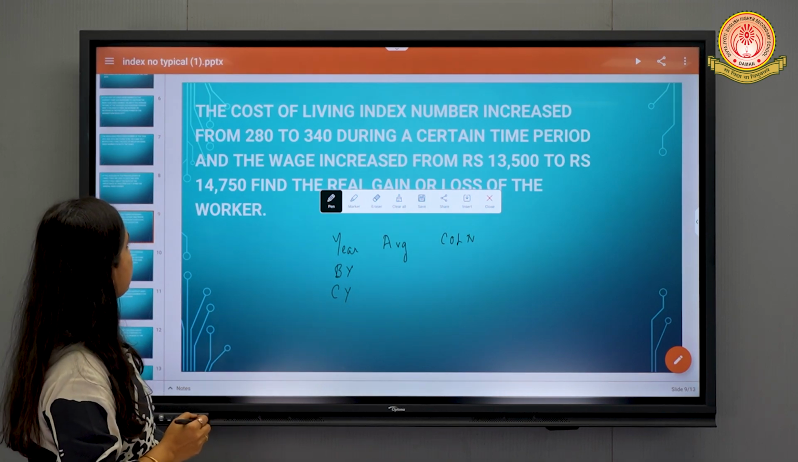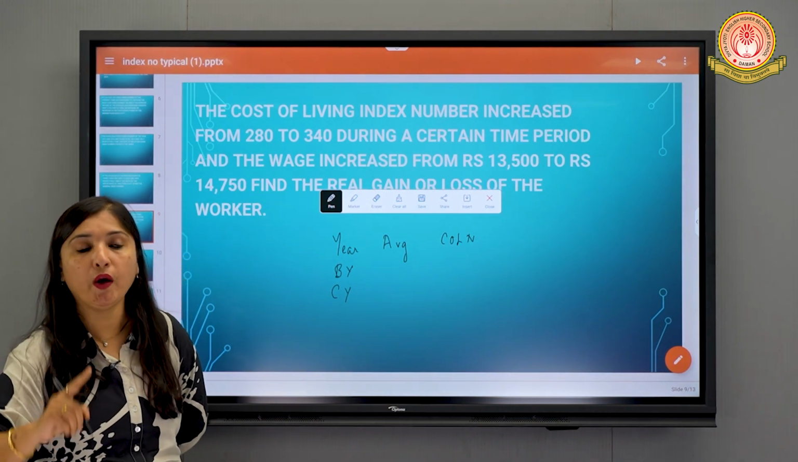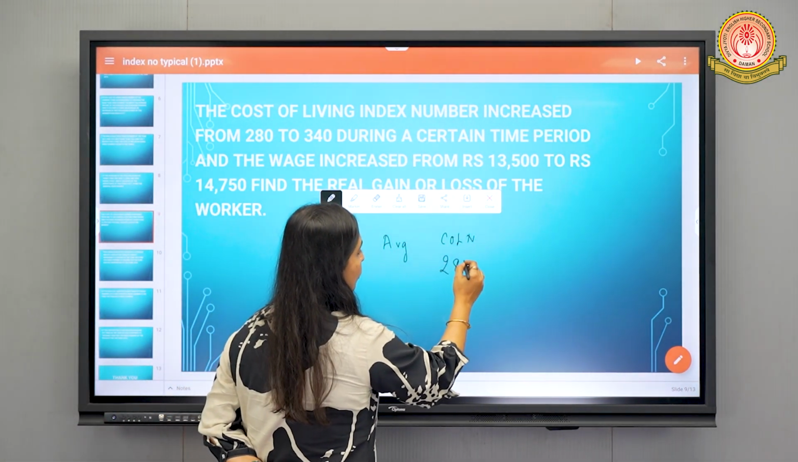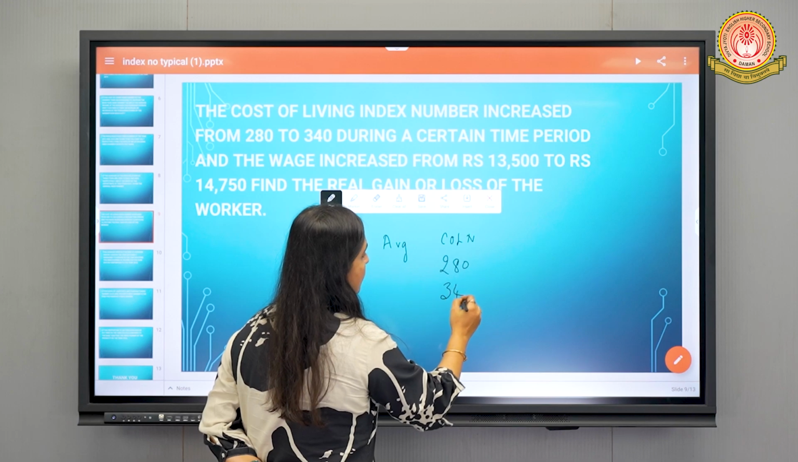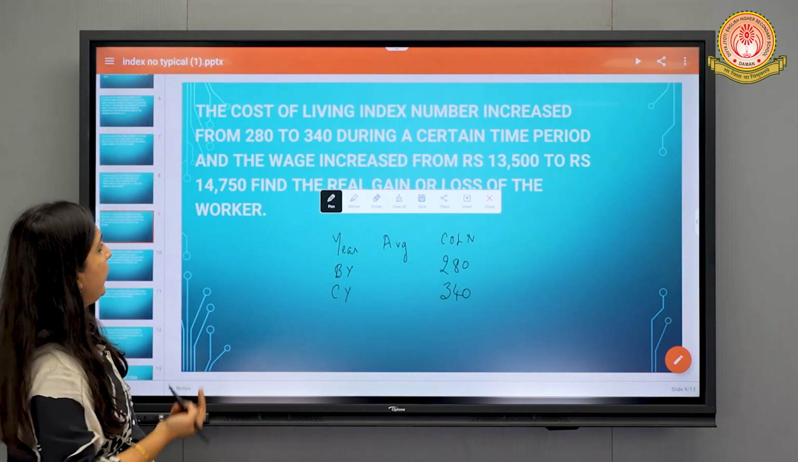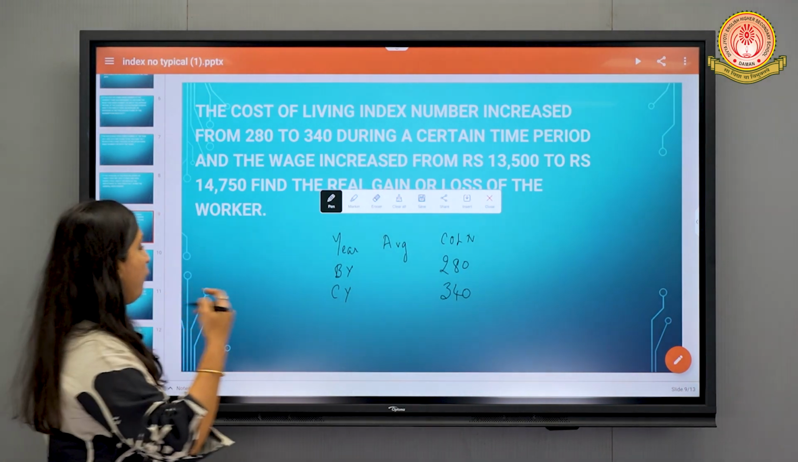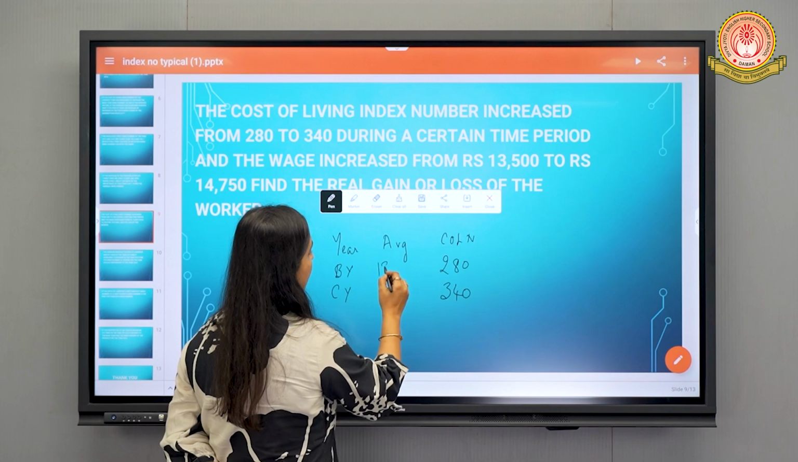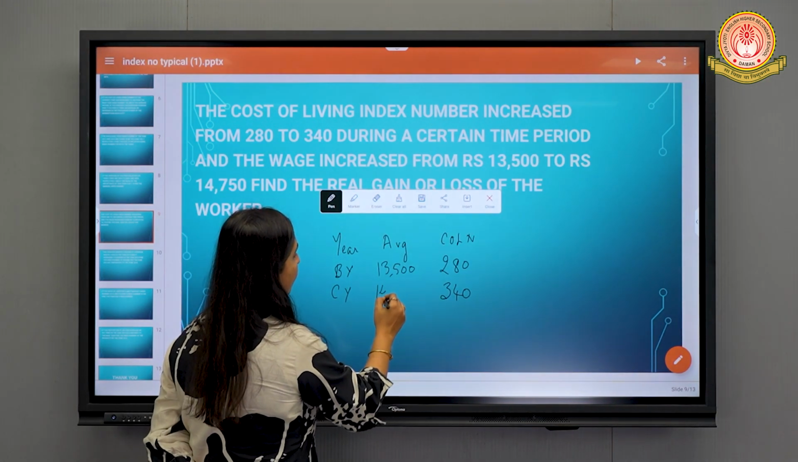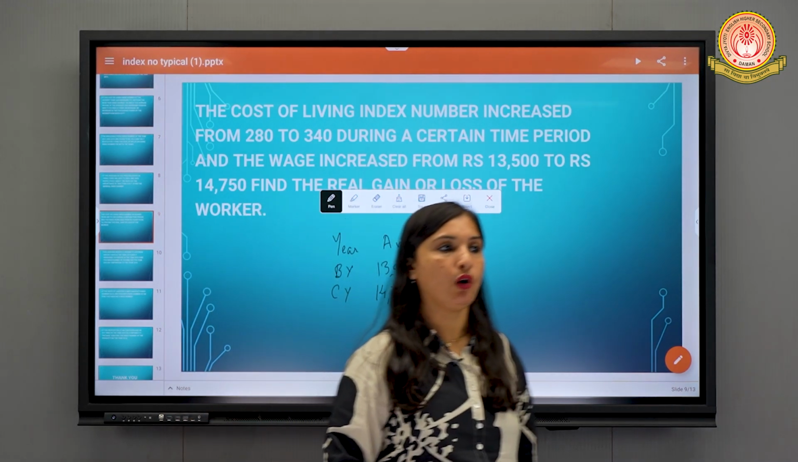Okay, average monthly disposable income. First, the cost of living is given. It has increased from 280 to 340. So 280 is for the base and 340 is for the current. Then income has increased from 13,500 to 14,750. So 13,500 was the base income, and it has increased to 14,750, and you have to find the gain or loss.